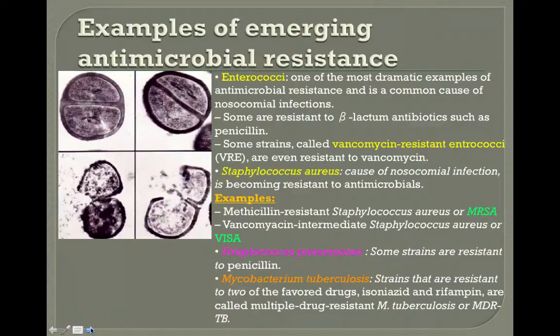And then Streptococcus pneumoniae. Some strains we're finding are starting to become resistant to penicillin. And then Mycobacterium tuberculosis. There are strains that are now resistant to two of those first-line drugs that we talked about, isoniazid and rifampin. Those strains are called multiple drug resistant Mycobacterium tuberculosis, or MDR-TB, like how they give an acronym to everything. Scary, especially if for some reason you end up being exposed to any of these.